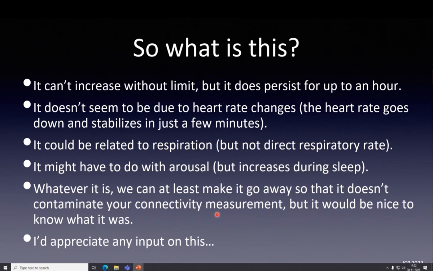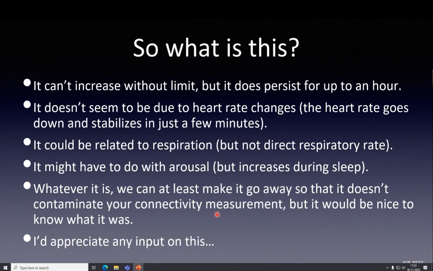It could be related to respiration, but not to respiratory rate, again, characterized with PhysioPy. It might have to do with arousal, and we have some evidence looking at pupillometry data in yet another data set that it is inversely correlated with arousal, but I don't understand how that matches with the sleep data set. Whatever it is, we can make it go away, and that's good.